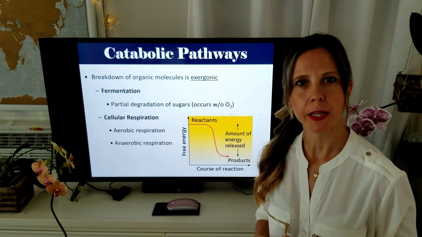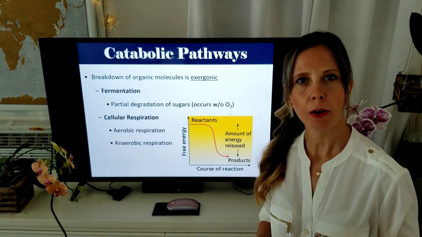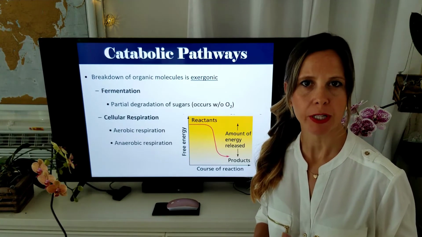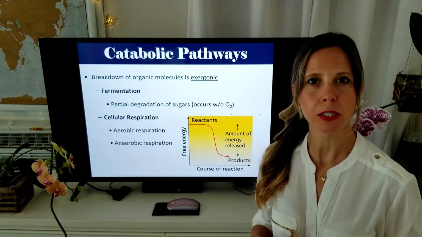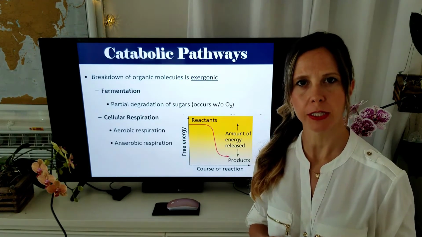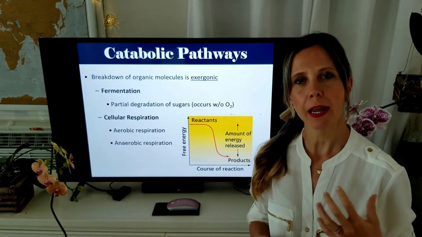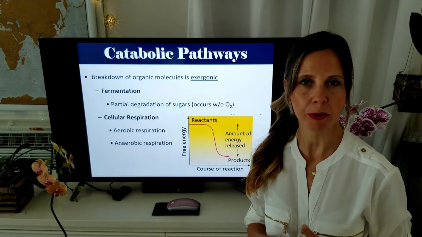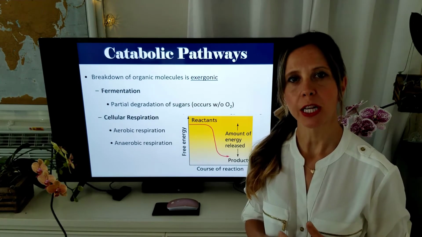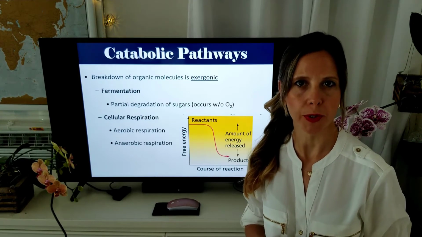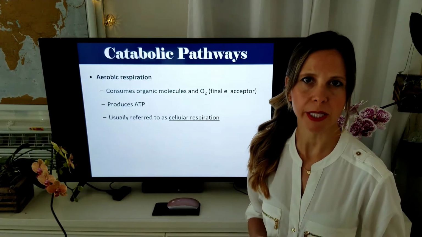There are three pathways that organisms use to obtain energy from organic molecules: fermentation, aerobic respiration, and anaerobic respiration. Fermentation is the least efficient of all three processes because it's only a partial breakdown of the sugars. Aerobic respiration and anaerobic respiration are similar to one another, but aerobic respiration requires oxygen to be present while anaerobic respiration does not. Aerobic respiration is by far the most efficient out of all three processes. Aerobic respiration is often referred to as simply cellular respiration.